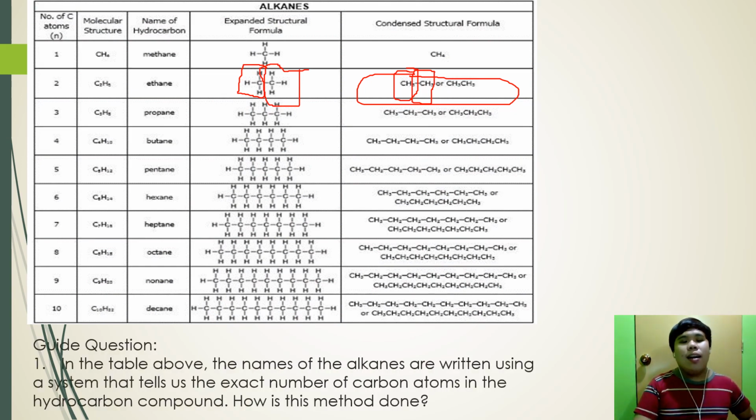Okay? Guide question. In the table above, the names of the alkanes are written using a system that tells us the exact number of carbon atoms in the hydrocarbon compound. How is this method done? Giunsa pagsuwat? How did you get that structural formula and condensed structural formula? Giunsa? How na na-mention ganina?